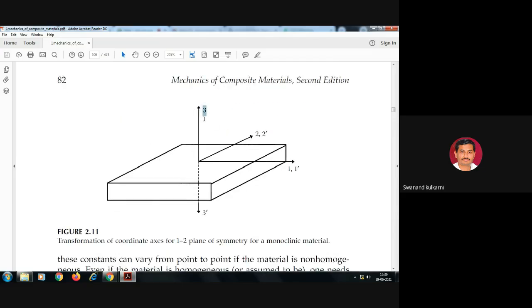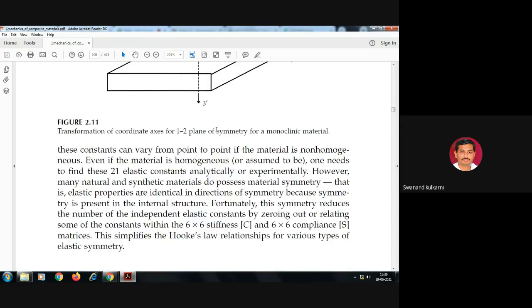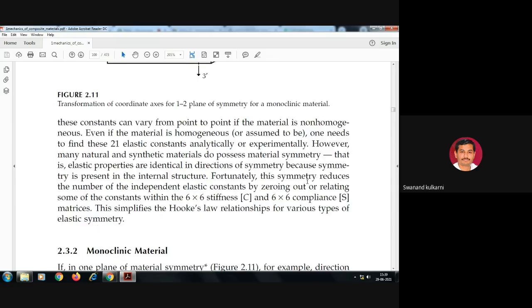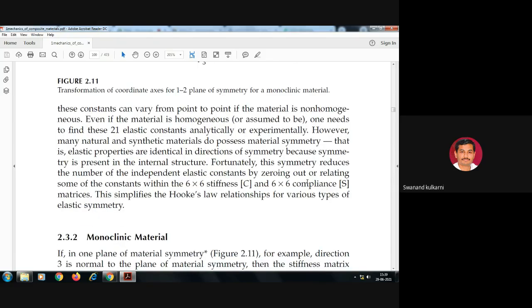Here, if the material is anisotropic and homogeneous, then 21 properties are sufficient to define the material. For each and every point, one needs to find these 21 elastic constants analytically or experimentally. However, many natural and synthetic materials do possess material symmetry. That is, elastic properties are identical in the direction of symmetry because symmetry is present in the internal structure.